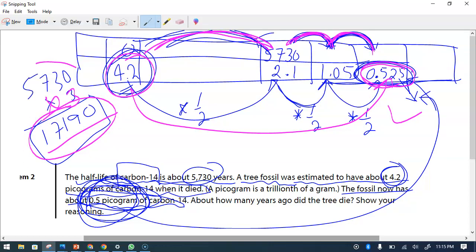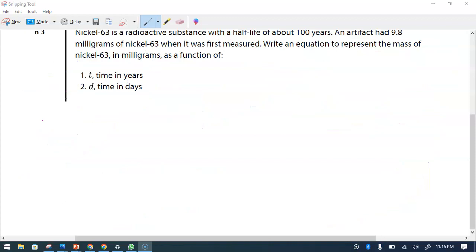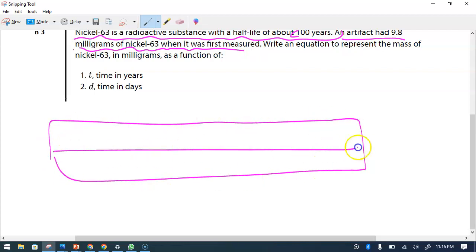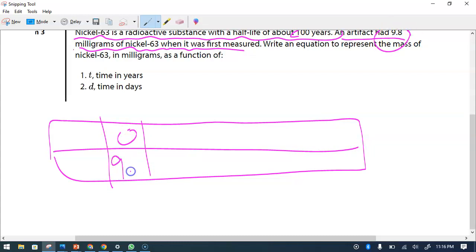Let's go to the third question. Okay, the next substance used is nickel-63, a radioactive substance with a half-life of 100 years. So this is 100 years. An artifact had 9.8 milligrams of nickel when it was first made. So we'll have to make a table again. That means in the beginning it was 9.8, so I'm putting 9.8 milligrams of nickel.